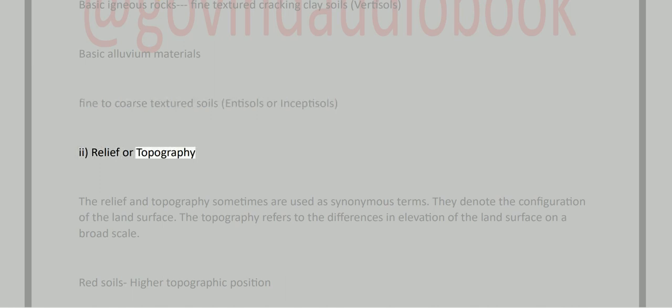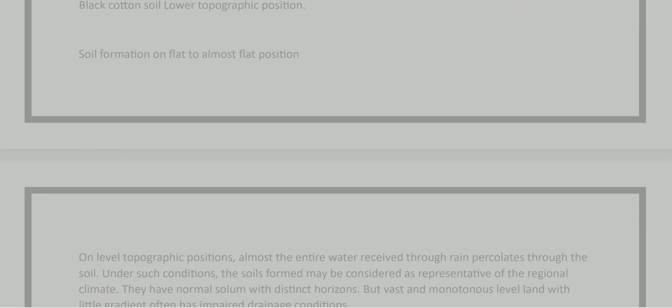2. Relief or topography. The relief and topography sometimes are used as synonymous terms. They denote the configuration of the land surface. The topography refers to the differences in elevation of the land surface on a broad scale. Red soils, higher topographic position. Black cotton soil, lower topographic position.